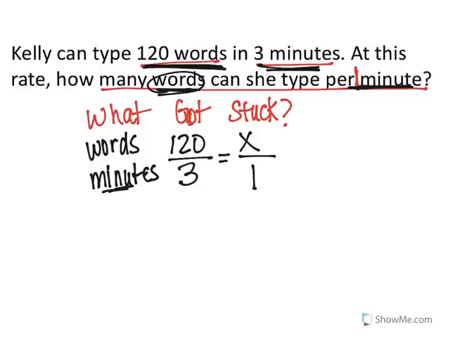I can find the scale factor. Always, can I go side to side? Yes, but always point to your variable. How do I get from 3 to 1? Divide it by 3. What you do to the bottom, you must do to the top. And 120 divided by 3 is going to give me 40. So that is your answer. Your answer is Kelly can type 40 words in 1 minute.